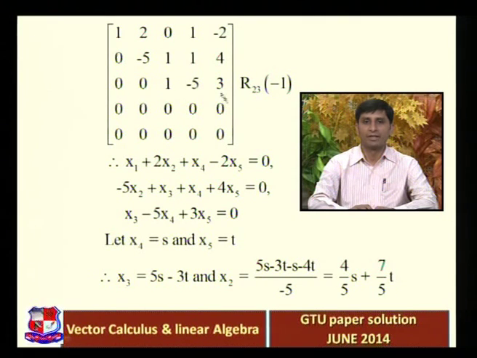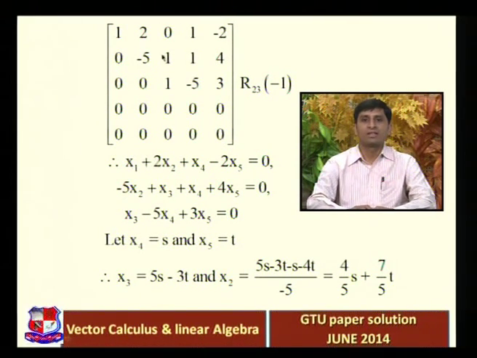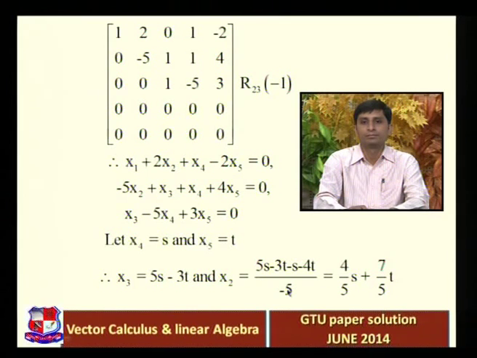Now you can see in the first, second and third columns we have a leading entry, in the fourth and fifth columns we don't have any leading entry. So that's why we take x4 equal to s and x5 equal to t. Corresponding to these two values, you will get the value of x3, that is 5s minus 3t, and x2, that is (5s minus 3t minus s minus 4t) divided by minus 5, so 4s by 5 plus 7t by 5.